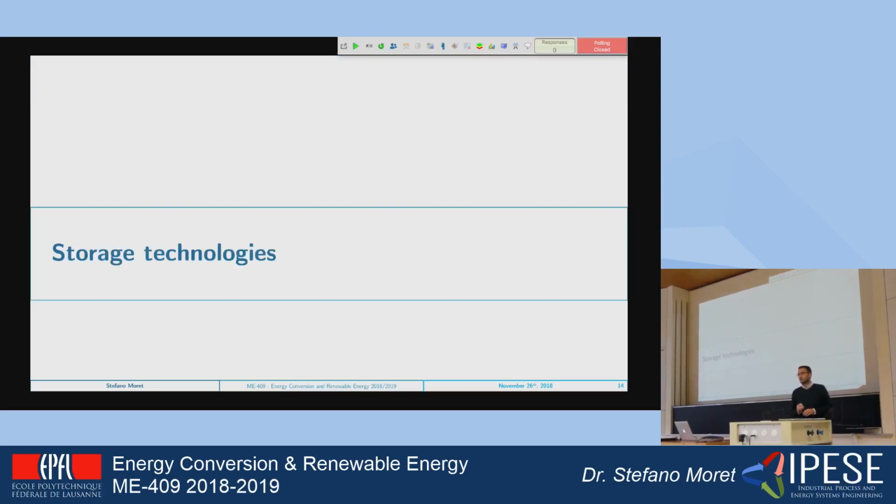So I will give you an overview of the available storage technologies, differentiating them by the physical principle they use for working. I will divide them into mechanical energy, which is divided into potential energy, which is gravity basically, and kinetic energy. Then there is thermal energy storage, electrochemical, which is basically batteries, and chemical, which is conversion of power to fuels.